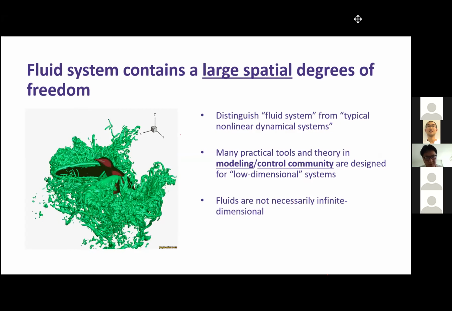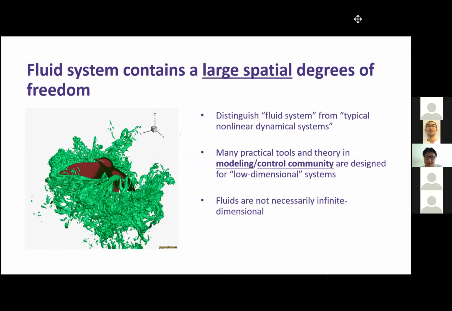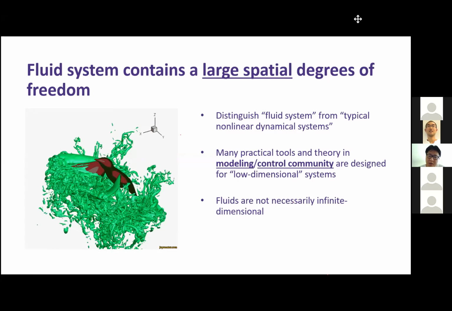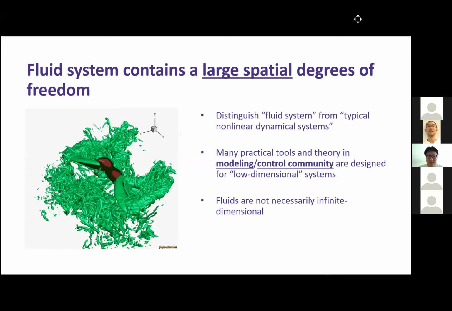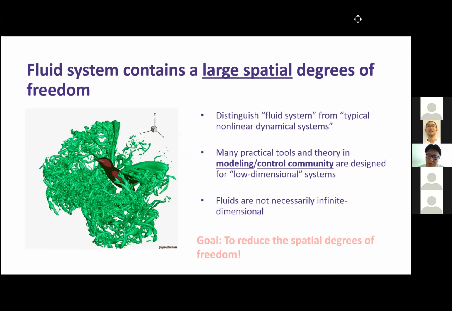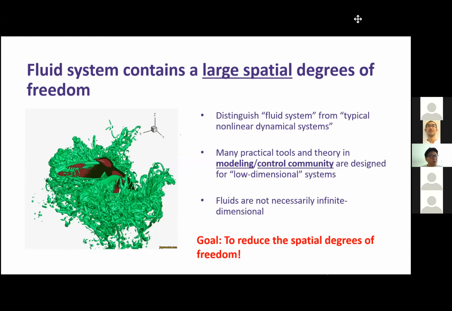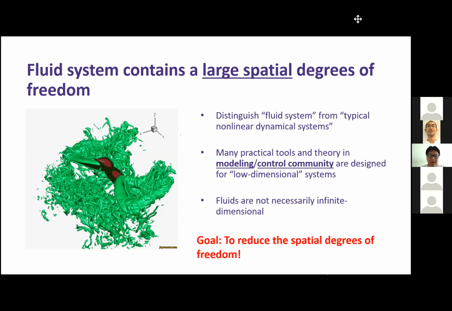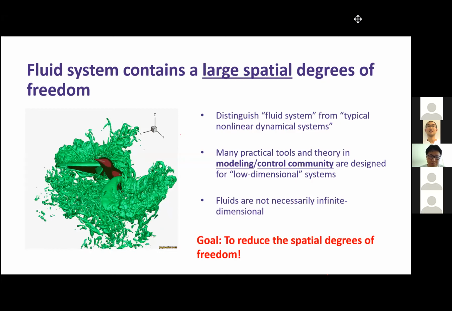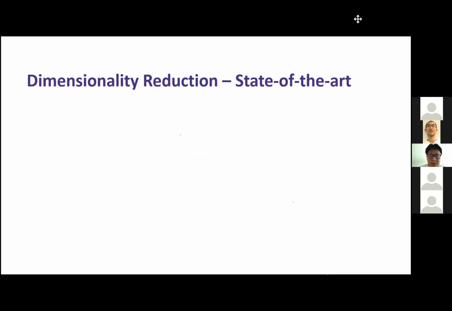And if you can reduce the degrees of freedom, either using traditional methods like POD or CNN or other fancy methods, then you can leverage modeling and control techniques from those communities and apply them to fluid systems. Therefore, the goal is to reduce the spatial degrees of freedom. This is usually the first step in any kind of data-driven method, because interpolation and playing around with all those machine learning techniques usually happen in low dimensional space. So this is usually categorized as dimensionality reduction.